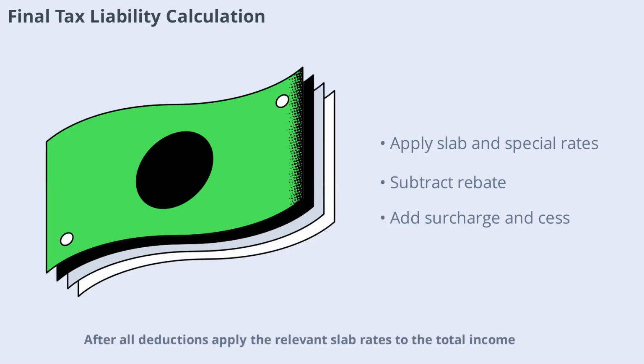After all deductions, apply the relevant slab rates to the total income. Special rates apply for long-term capital gains and winnings. Subtract any rebate, add surcharge if income exceeds certain limits, and finally add 4% health and education cess. The result is your net tax liability for the year.